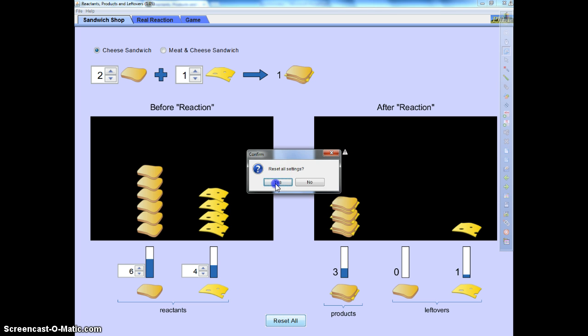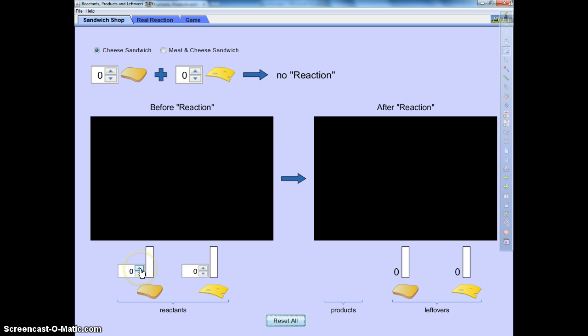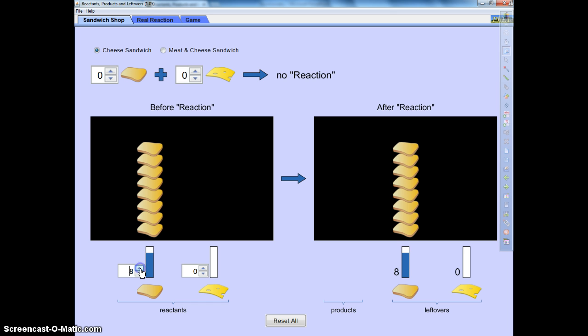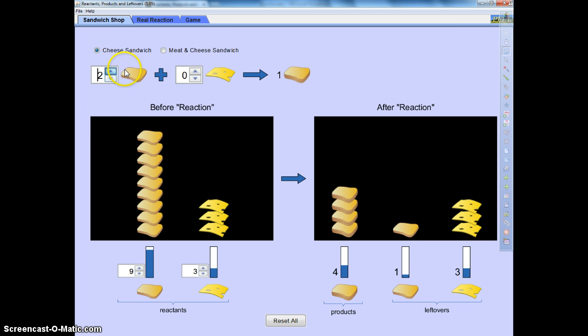All right, let's look at a different example. So let's say I have 9 slices of bread. Let me reset my recipe here. And then we have 4 slices of cheese. And let's add another one. So 5. Let's say I have this situation.